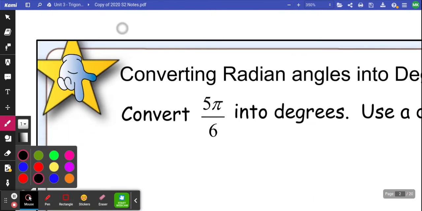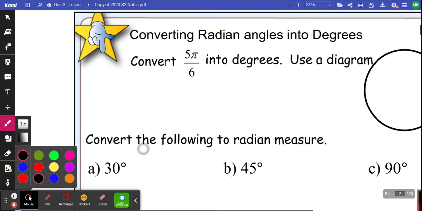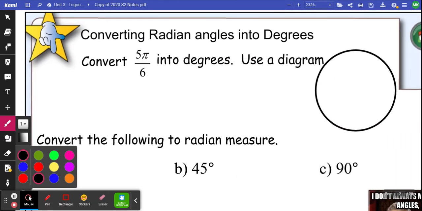Awesome. Let's convert a bunch. So we're going to convert 5 pi over 6 into degrees using a diagram. I'm actually going to do it by hand first, so using algebra like what we just did. Then I'll show you how you could do this with a picture. Okay.